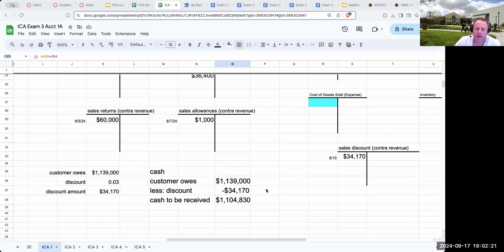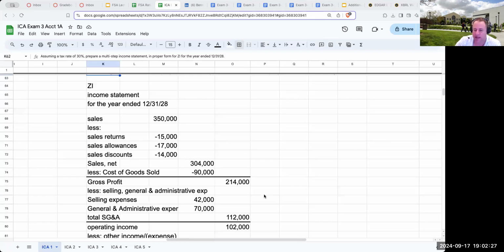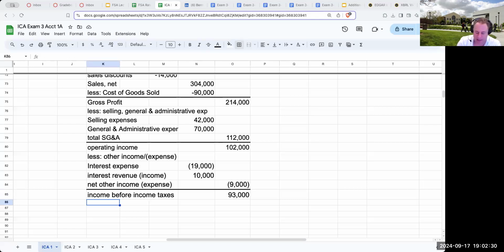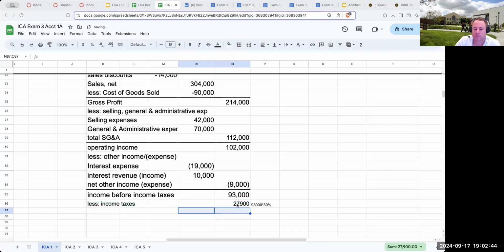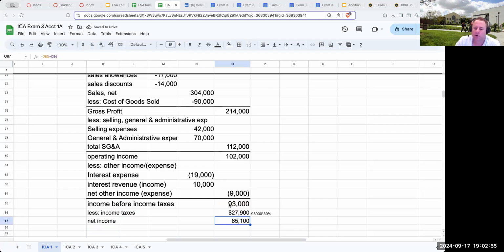Now, it tells me over here that my income tax expense, or basically assume a tax rate of 30%. So over here, I'm going to say then less income taxes. This is going to be 30% of 93,000. So my net income is going to be 93,000 minus 27.9, or 65,100. So that will be my solution for this particular question.